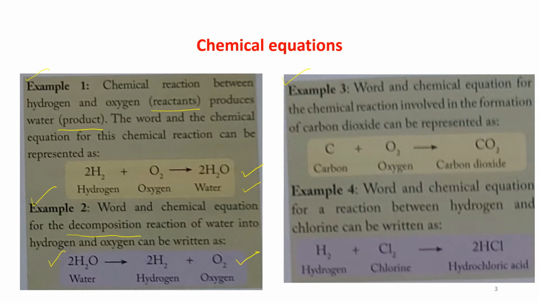The third one, word and chemical equation for the chemical reaction involved in the formation of carbon dioxide. That means the product is carbon dioxide. It can be given as C plus O2 giving you CO2. And the equation for the reaction between hydrogen and chlorine can be written as H2 plus Cl2 giving you 2HCl.